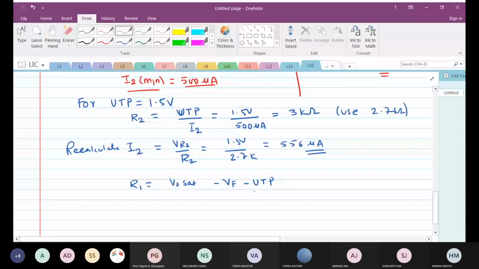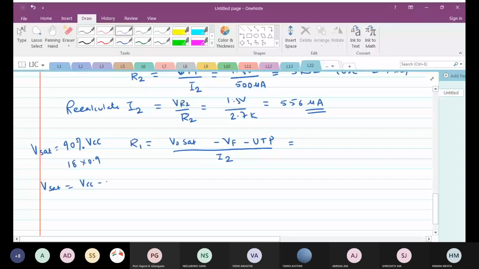Now many times, instead of having calculations like this, it is also sometimes assumed that VSAT is VCC minus 1 volt. This is one assumption which is followed in David Bell. So you have two choices, 90% of VCC or VCC minus 1 volt. That is the value of VSAT. So here I'll simplify it, VCC minus 1. So 18 minus 1 minus your UTP.